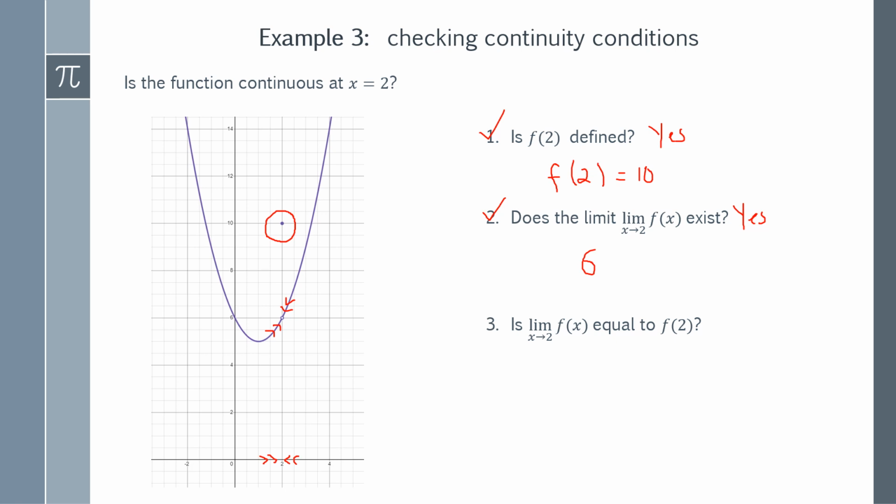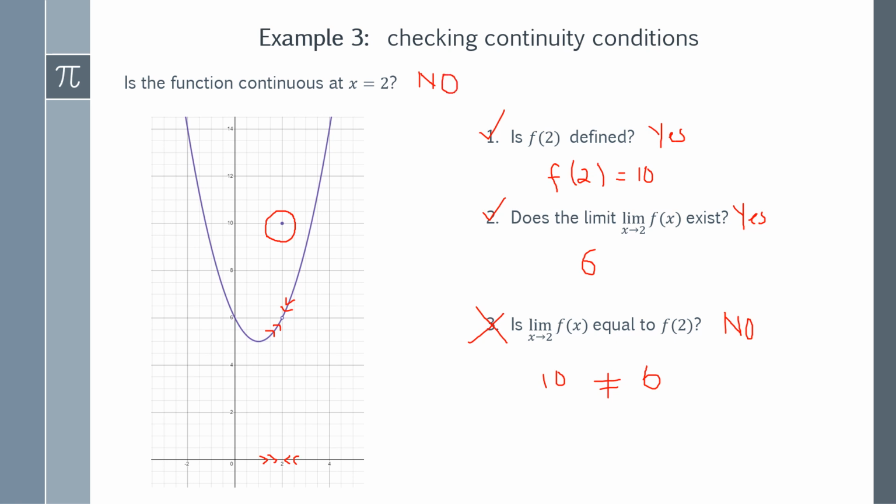We still need to check that the last condition is also satisfied if we want to show that this function is continuous. So is the limit equal to the value of the function at that point? And that one is a no. Okay, why is that? Well, what do we have in the first condition? 10. What do we have in the second condition? 6, and those two are certainly not the same. Okay, so this is a no. That means the function is not continuous at this point, so the answer is no.